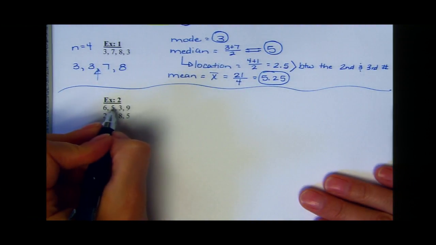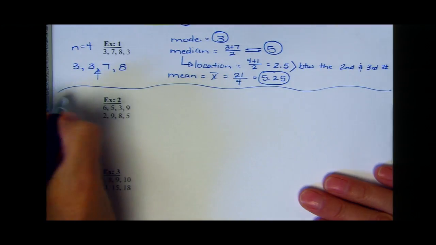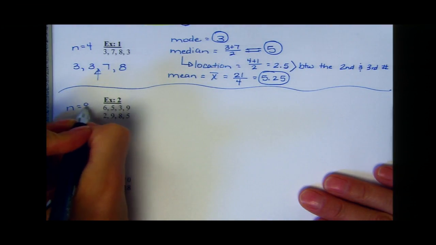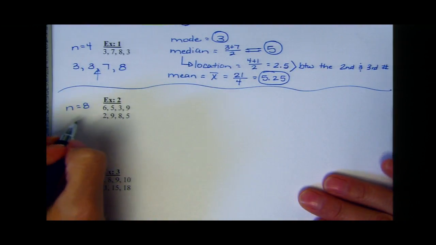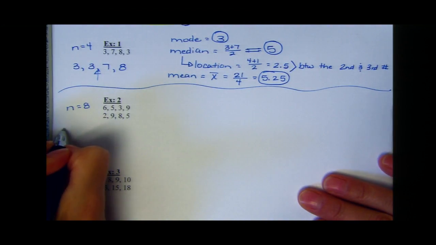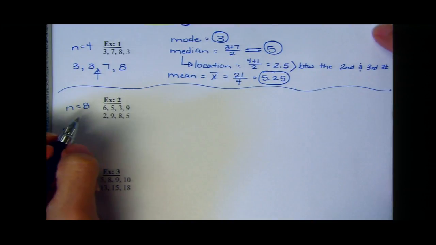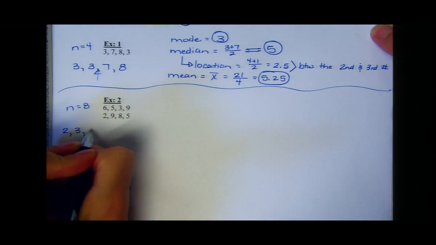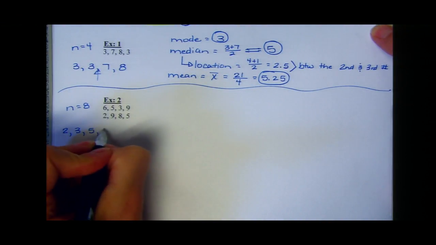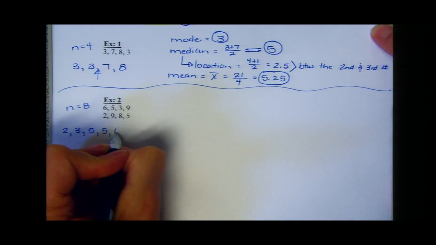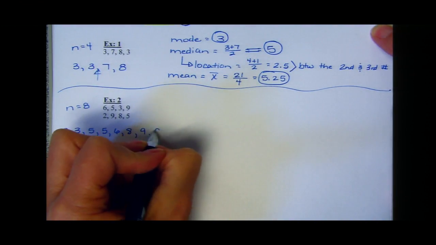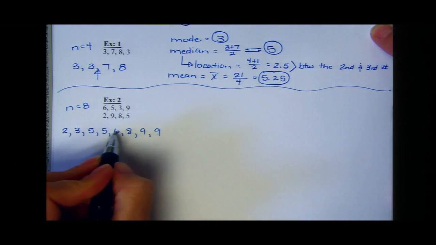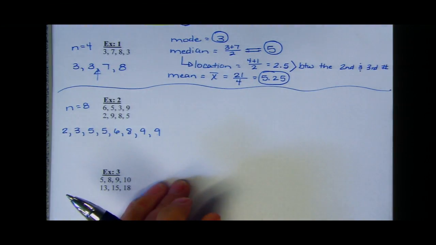There are 1, 2, 3, 4, 5, 6, 7, 8 numbers, and I'm going to put them in order so I can correctly calculate the median. So I would have 2, 3, 5, 5, 6, 8, 9, 9. So I have all 8 of them.